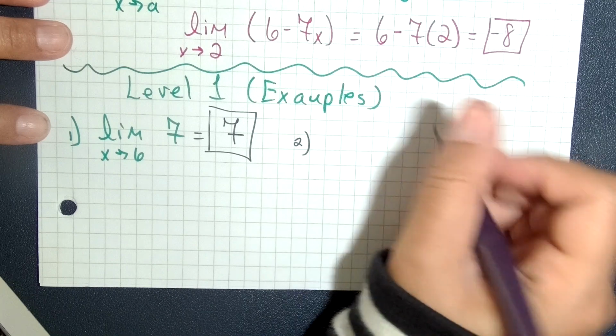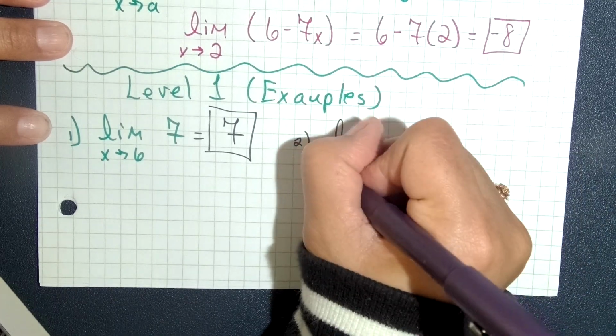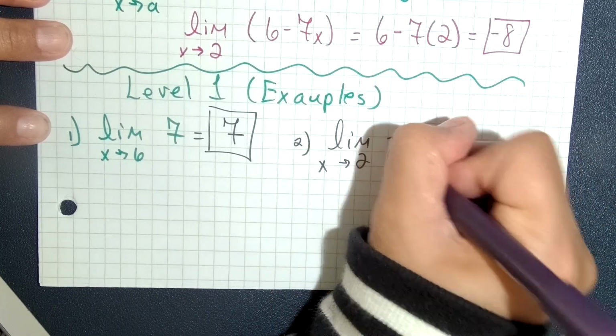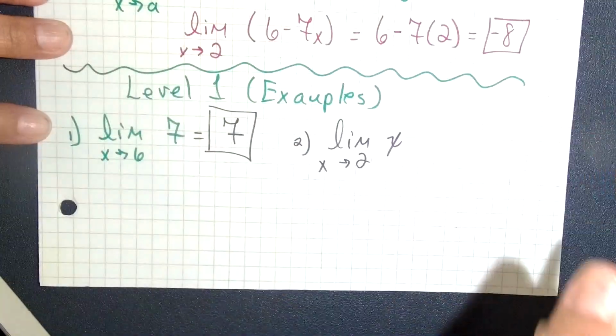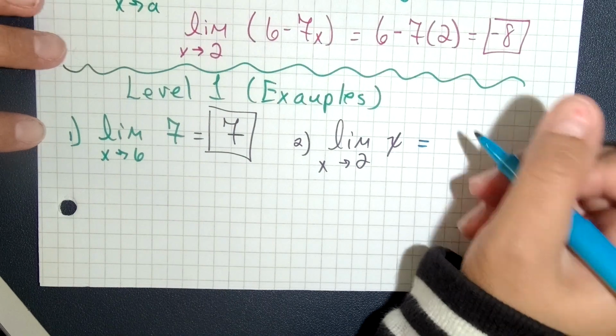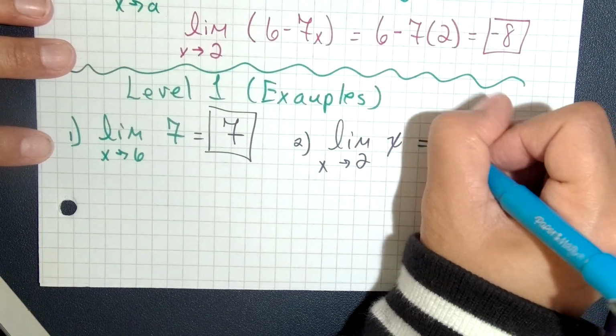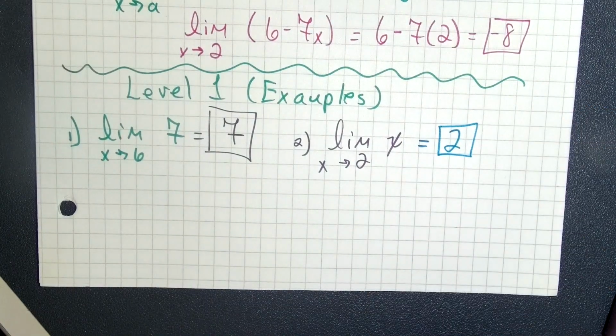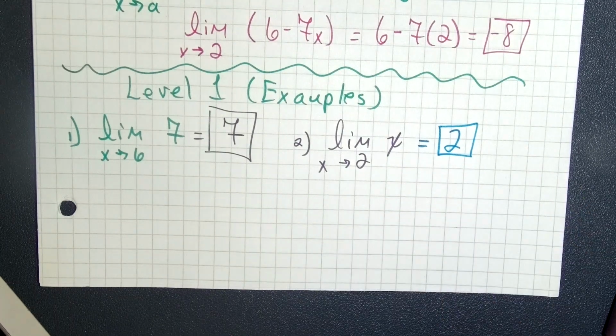Number 2, the limit as x approaches 2 of x. This is the linear rule. What is this limit going to be? Yes, 2. I heard the whispering of 2. Yes, 2. Okay, these are all level 1. These are all attainable. That's how we make level 1s.